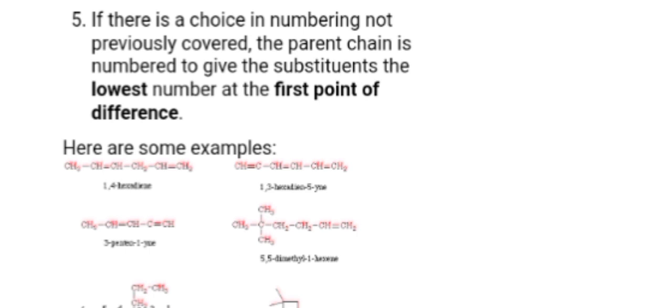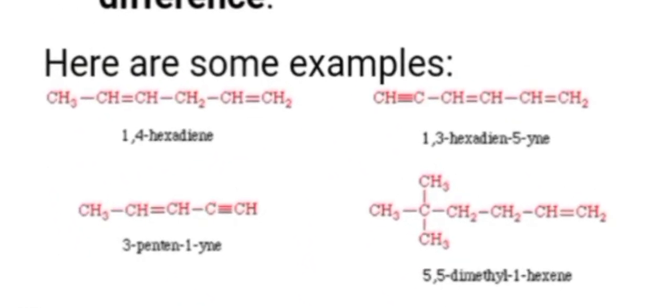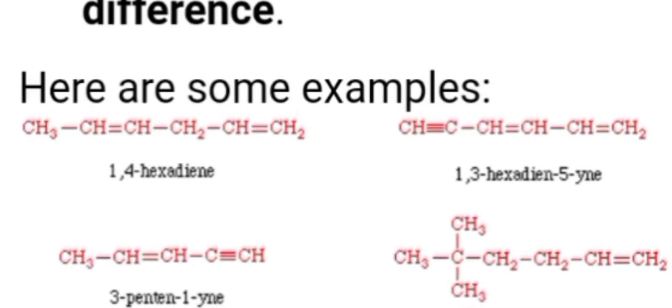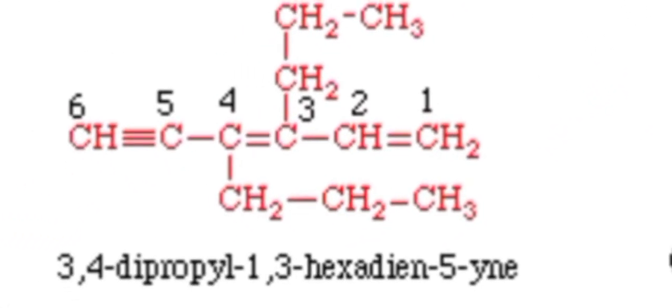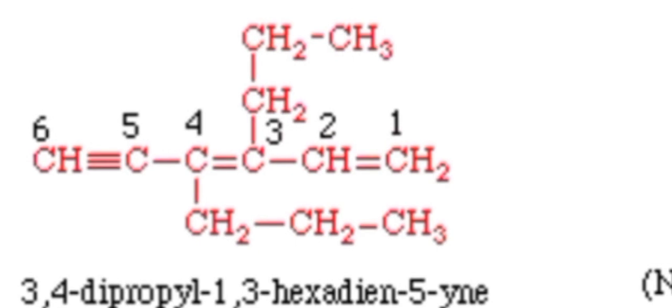So look at some of these examples. Although I already explained some of these examples here, the one I will try and explain is this one. If you check this one, the chain they picked was not the longest chain. It was the longest chain that has the highest number of multiple bonds. That was why they chose that one as the parent name. That's what I was trying to explain to you just now. So the name was 3,4-dipropyl, 1,3-hexadiene, 5-yne. You can also call it 3,4-dipropylhexa-1,3-diene, 5-yne, because this one is old naming that they are using here.